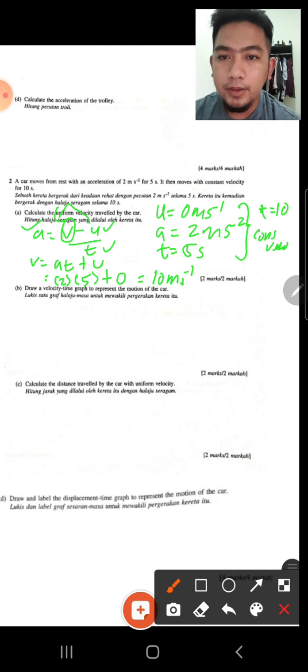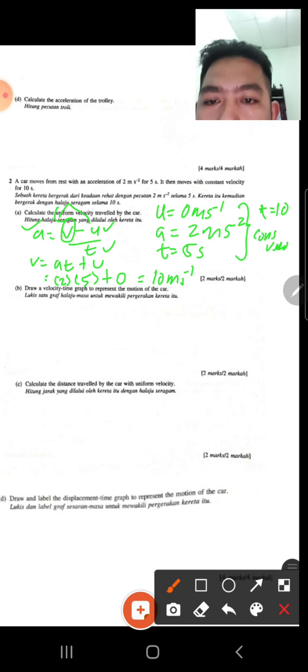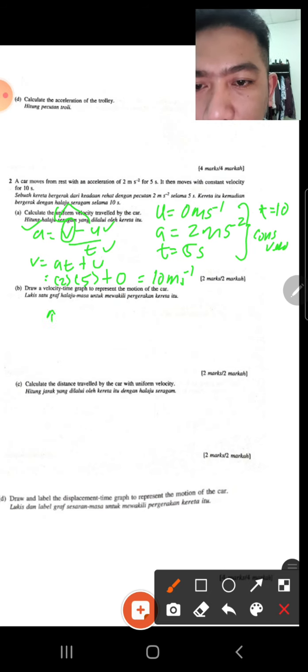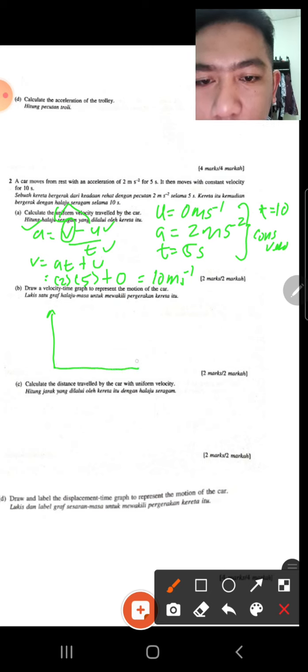Okay. Question B. Draw a velocity time graph to represent the motion of the car. Okay, you need to draw a graph. So surely there must be a y axis and an x axis.